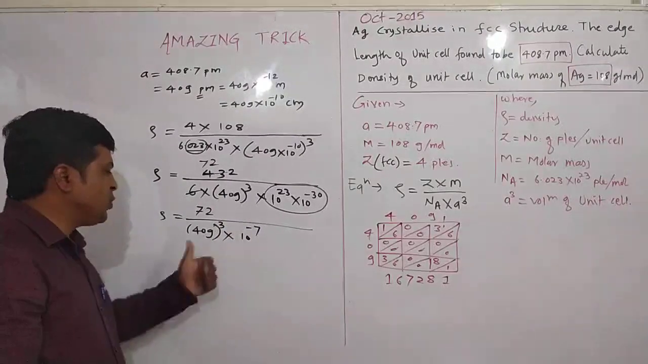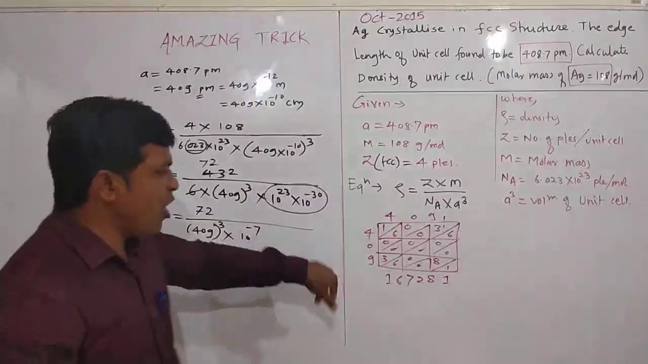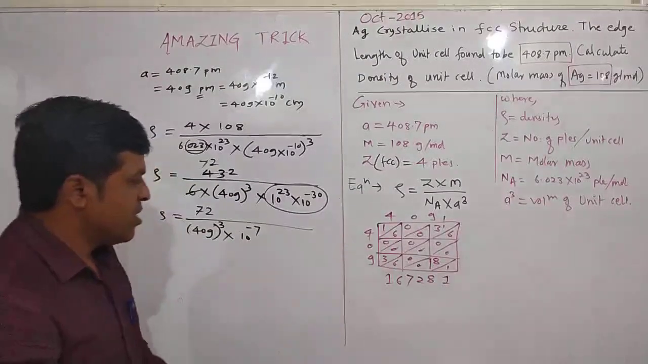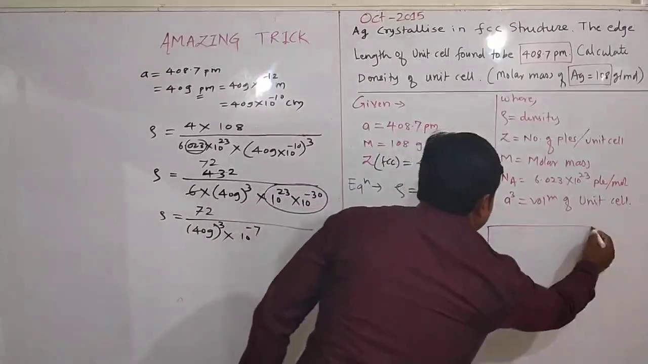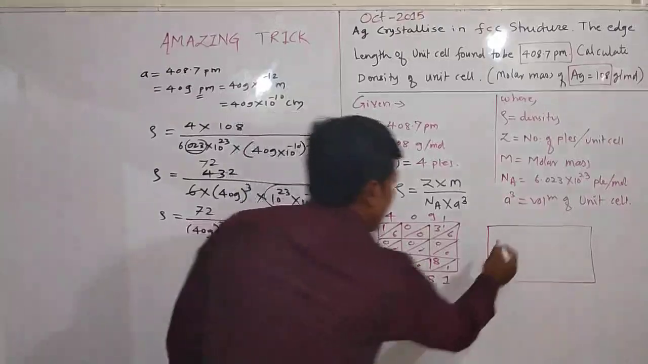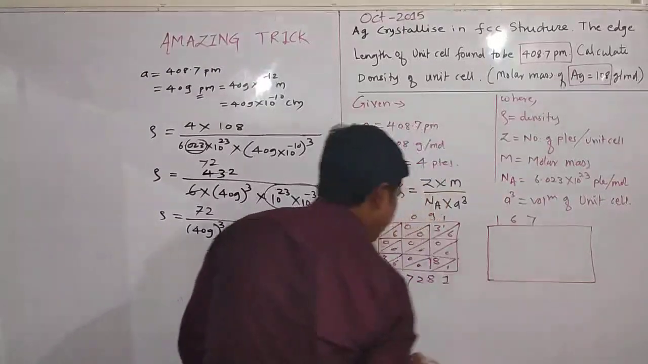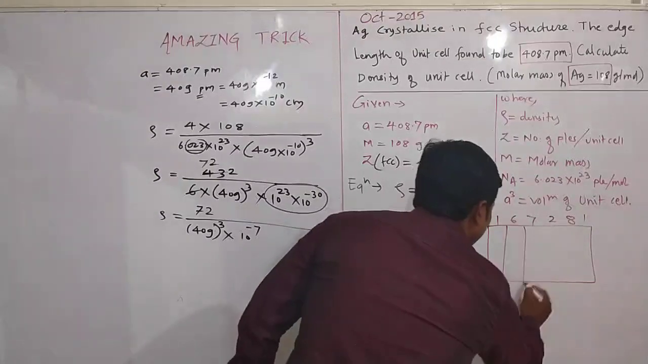Now 409 raised to cube means 409 into 409 into 409. So you have to multiply once again. You have to multiply once again. 336. So once again I will draw the table here. 167 281 281.